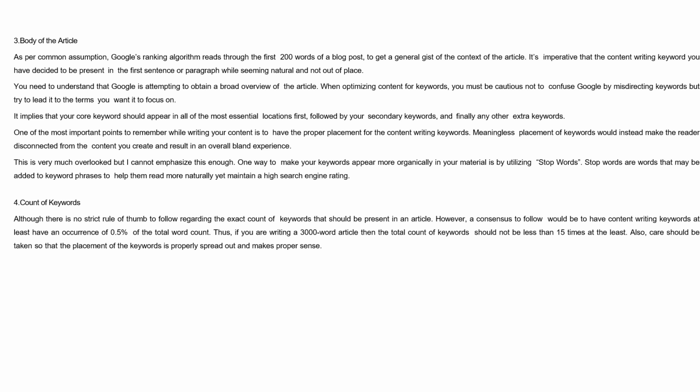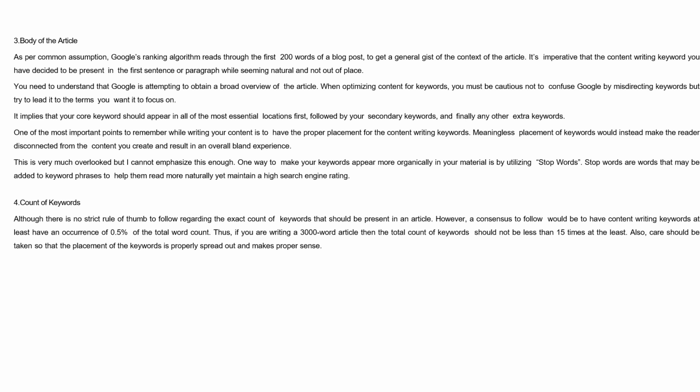One way to make your keyword appear more organically in your material is by utilizing stop words. Stop words are words that may be added to the keyword phrases to help them read more naturally yet maintain a high search engine rating. Count your keyword.